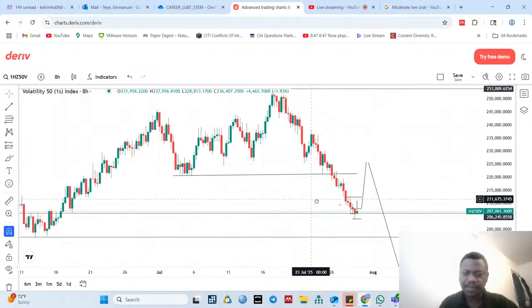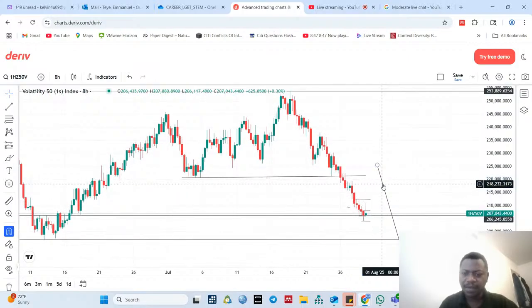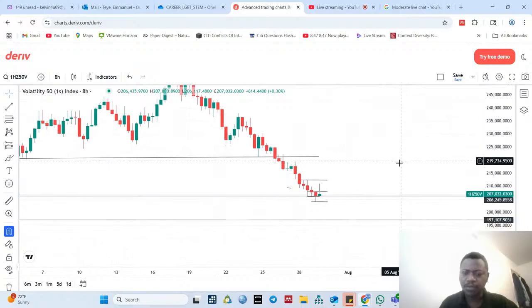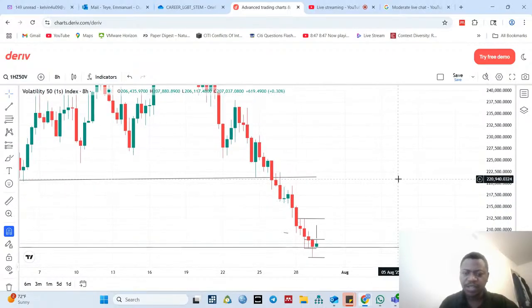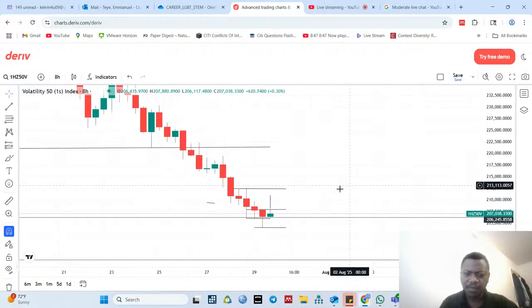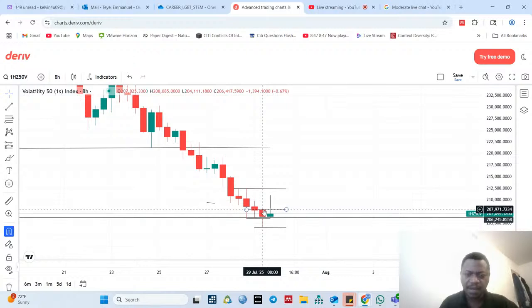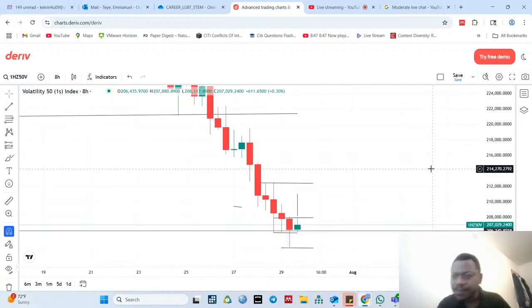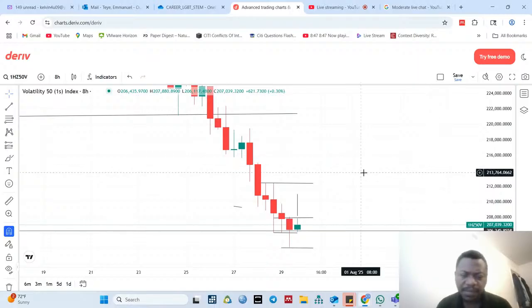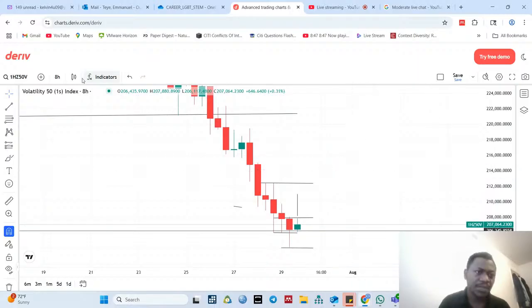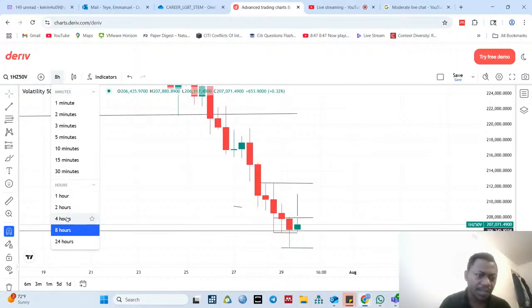But first, before I can confidently say I would want to go bullish, I would want to see this candle closing above the previous bearish candle. So I still have about two, how many hours? So let me go to the 4 hours and see what is happening.